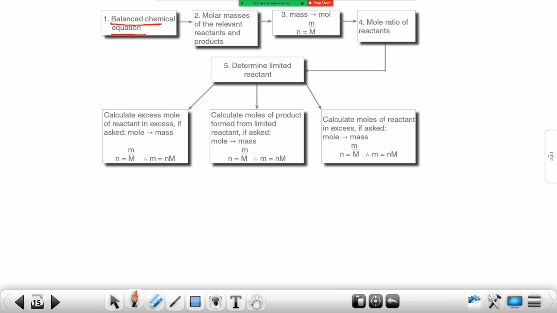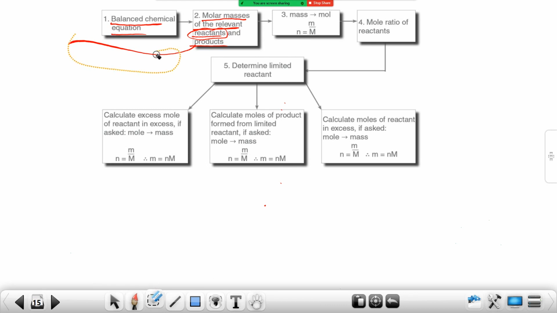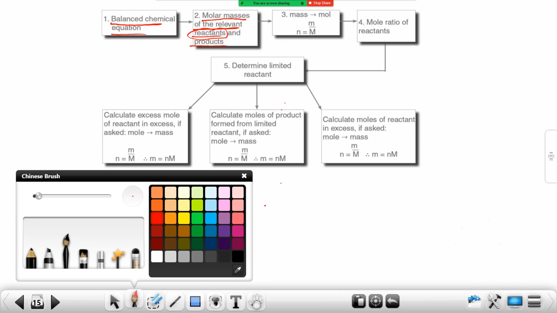Number 2, molar mass of relevant reactants or products. This will depend on what you are given, but I want us to focus more on the reactants for now. So here at number 2, I want us also, maybe I must add it at number 3. Let me add it at number 3.